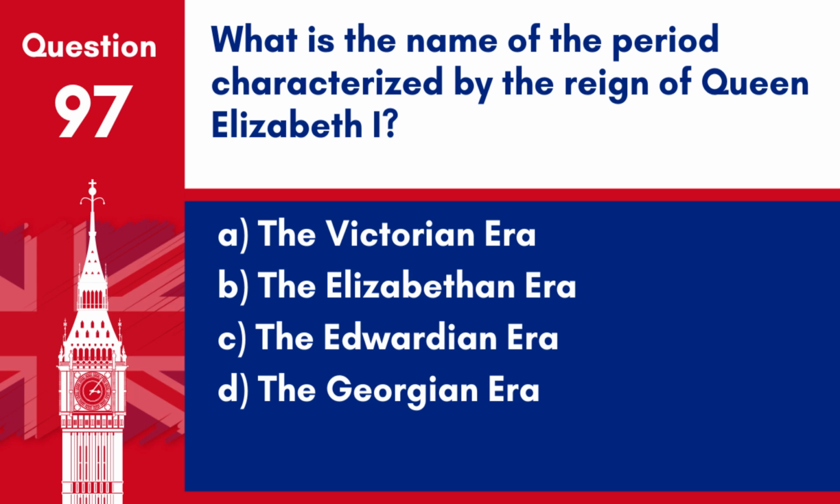Question 97. What is the name of the period characterized by the reign of Queen Elizabeth I? A. The Victorian era. B. The Elizabethan era. C. The Edwardian era. D. The Georgian era. Answer: B. The Elizabethan era. The period characterized by the reign of Queen Elizabeth I is known as the Elizabethan era.